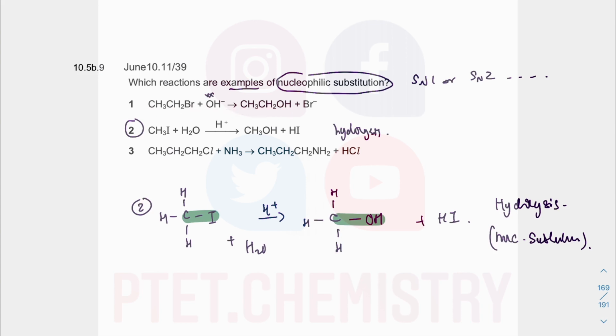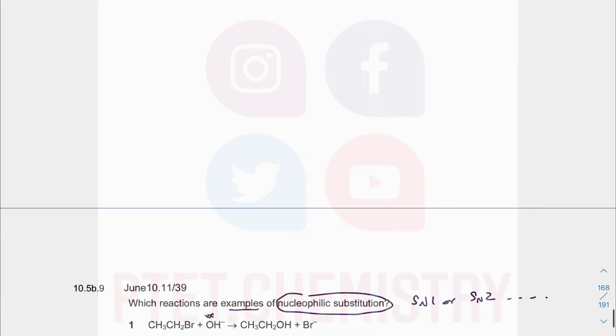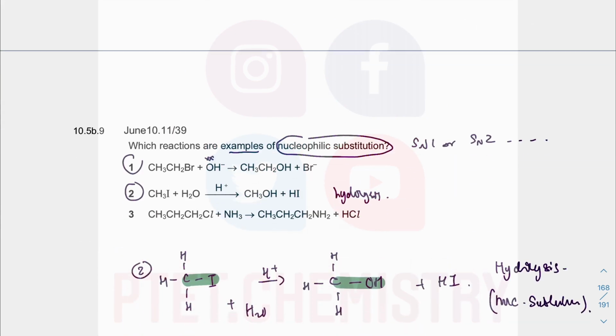So this example was precisely what I showed here. Using bromoethane, the hydroxide attacked that, SN2 mechanism, primary halogenoalkane, 2 molecules involved in the slow step via the transition state. So this is SN2. This is definitely nucleophilic substitution.